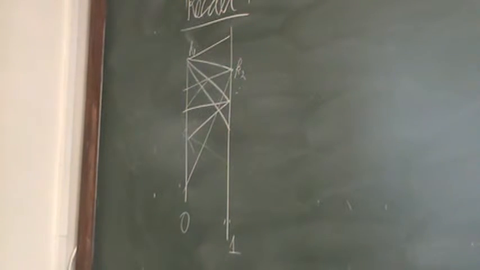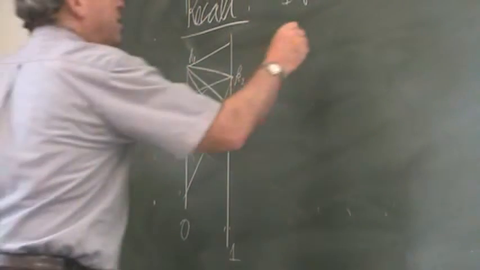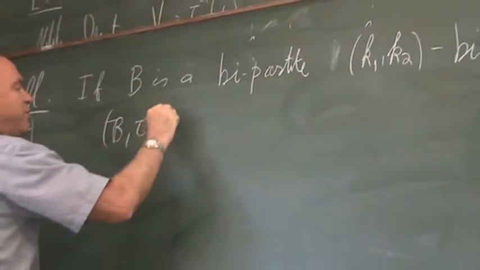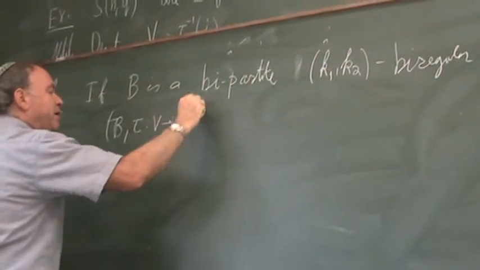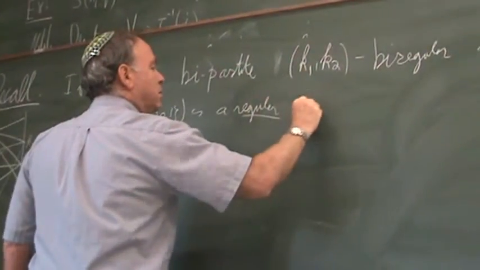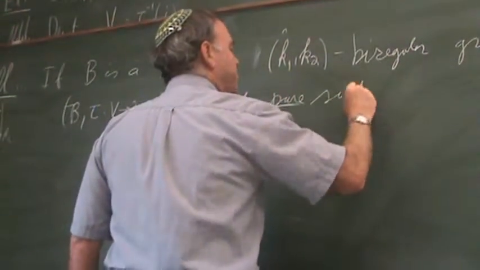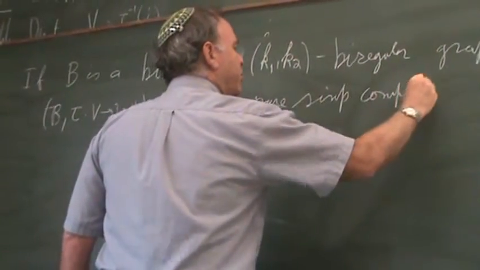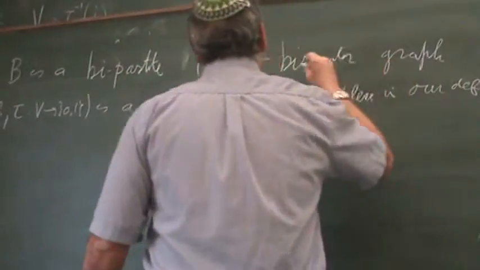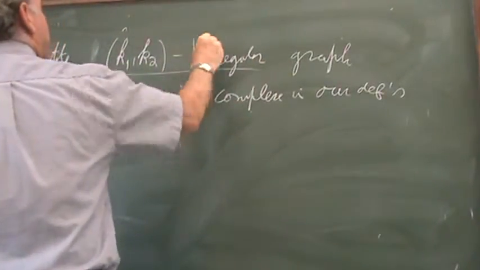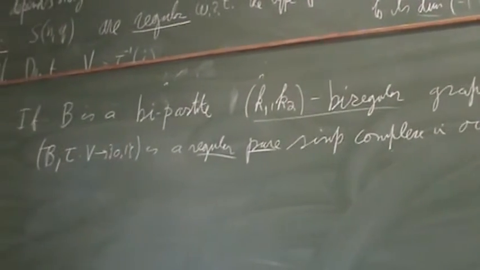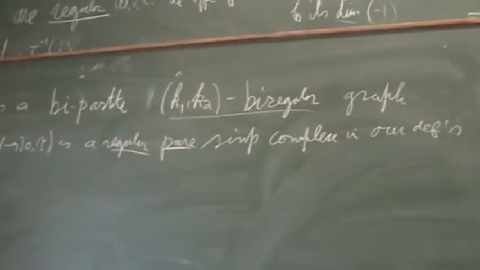So this is B with the function tau, which sends the vertices to 0, 1, a regular, pure simplicial complex in our notations, in our definitions of today. I think of it as biregular when I talk about graphs, because it's really biregular, but it's really regular with the coloring. Is it clear? It's a trivial point, but let me make it clear.